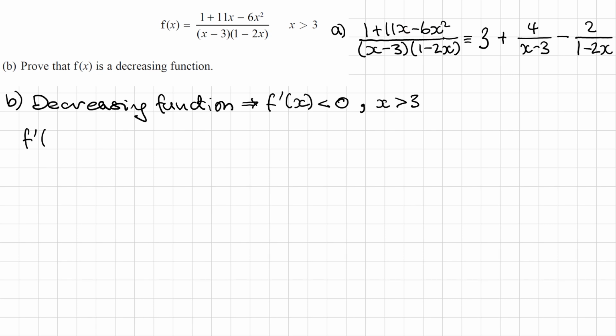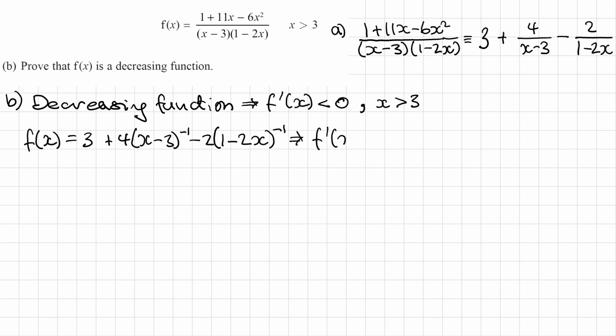So f'(x), I guess the first thing I should do actually is write f(x) in a form that's going to be a bit more straightforward to differentiate. So I've got 3 plus 4 times (x - 3) to the power negative 1 minus 2 times (1 - 2x) to the power negative 1. So f'(x), well, the 3 will disappear. Then we can use the chain rule on these two terms that we have here.